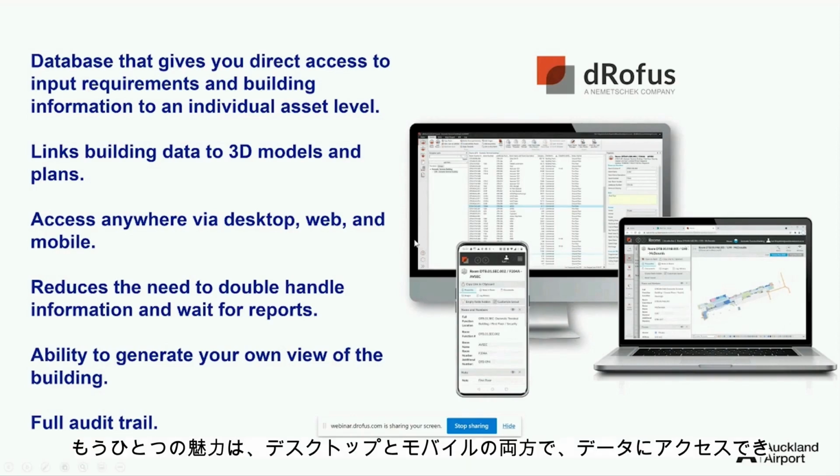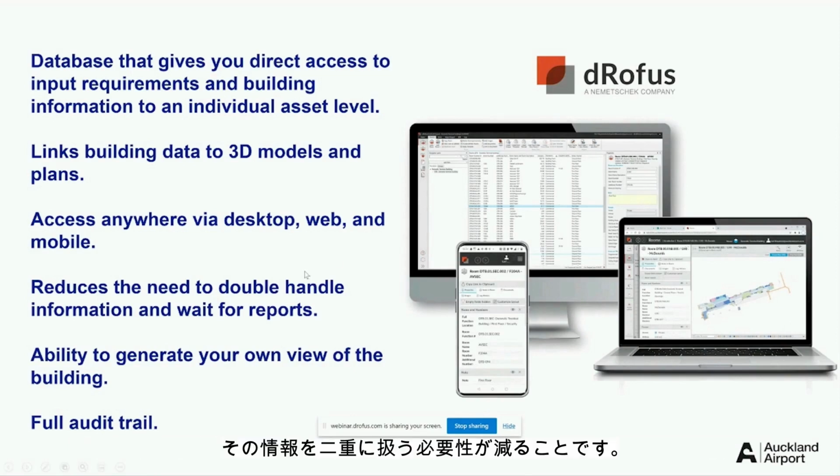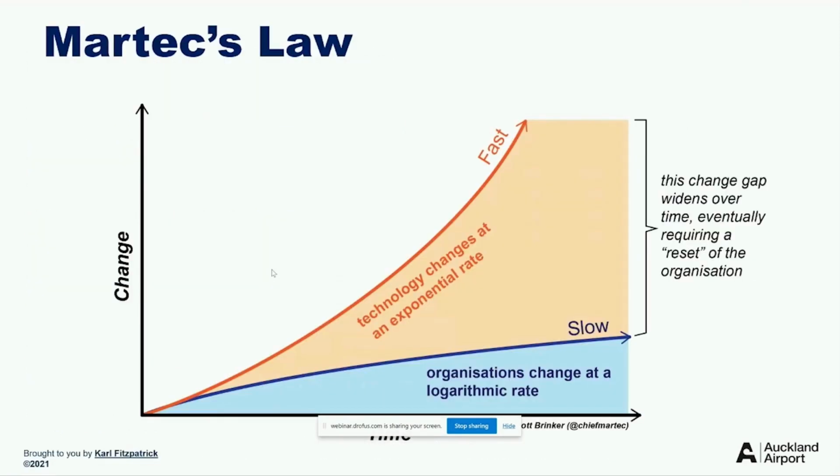The other beauty is that we can access the data on web, on desktop, and on a mobile device. And then it's also reducing the need to double handle that information. And then a big one is the full audit trail, so we can understand what changes have been made, by who, and when.